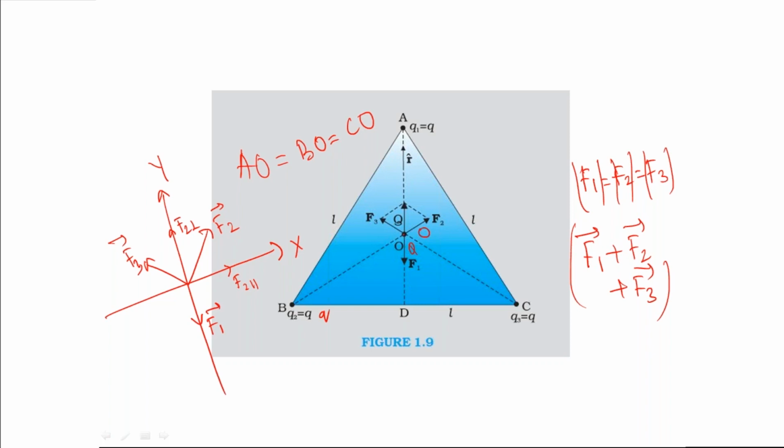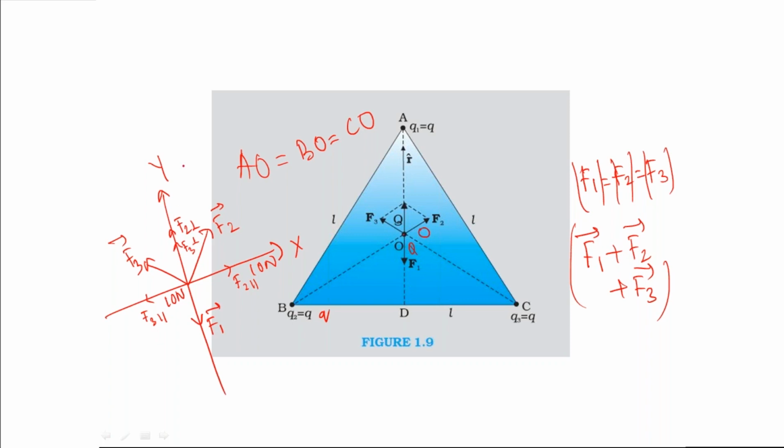Now look, this F3. If I take components of this, one component will be this way, F3 perpendicular, and another component will be this way, F3 parallel. Okay. Look, these two forces are equal in magnitude. That means these two components, if I say this is 10 Newton, this also will be 10 Newton, and they are cancelling each other. Understand? They are cancelling each other.